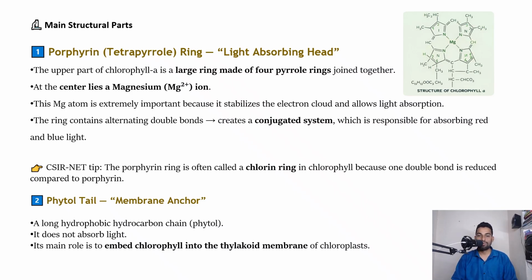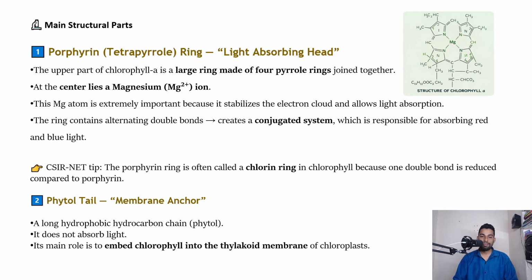The upper part of chlorophyll-a is a large ring made up of 4 pyrrole rings. You can see in the diagram. At the center, there is a magnesium ion. This magnesium ion is important for stabilization of electron, and also allows light absorption. This ring contains alternating double bonds. You can see double bonds here, double bonds. One single bond, next double bond, one single bond. The ring contains alternating double bonds, which creates a conjugated system, which is responsible for absorbing red and blue light.